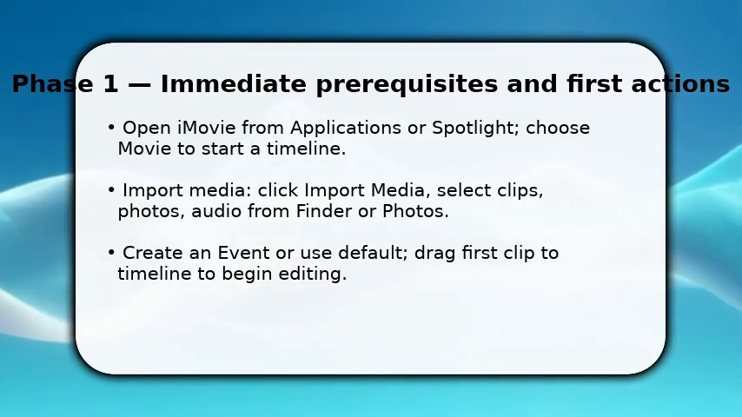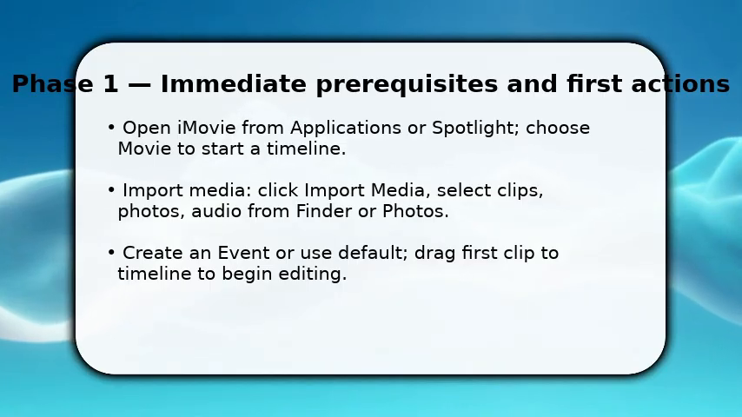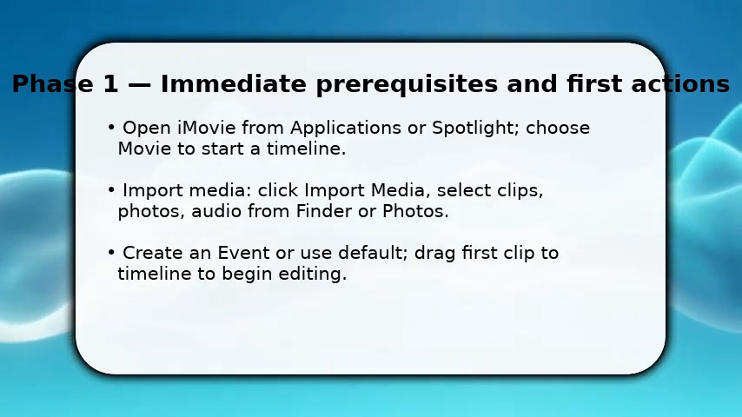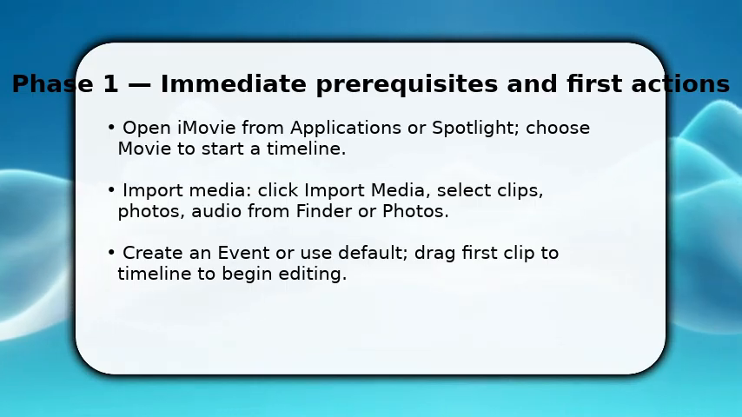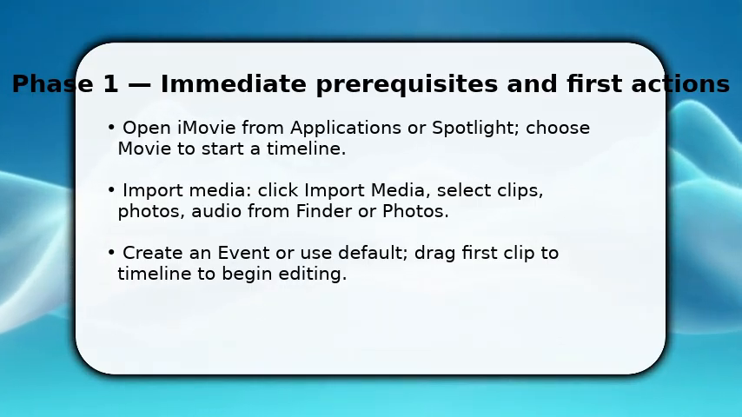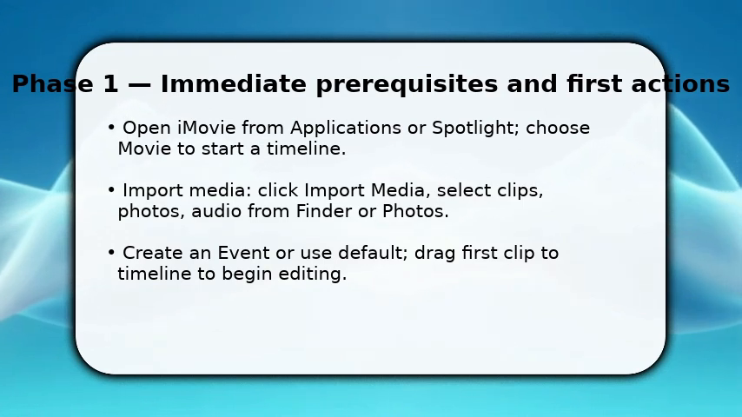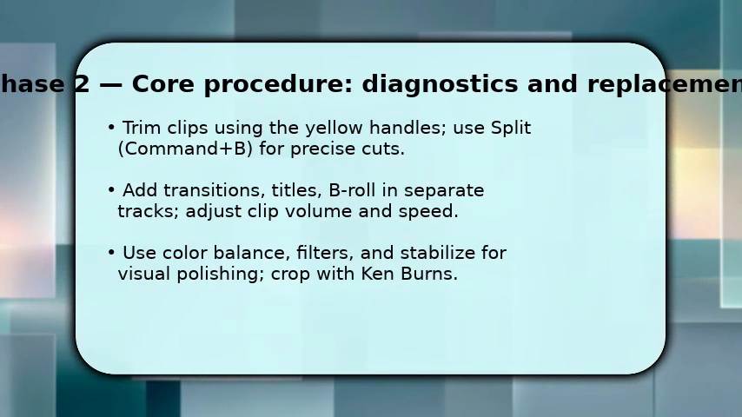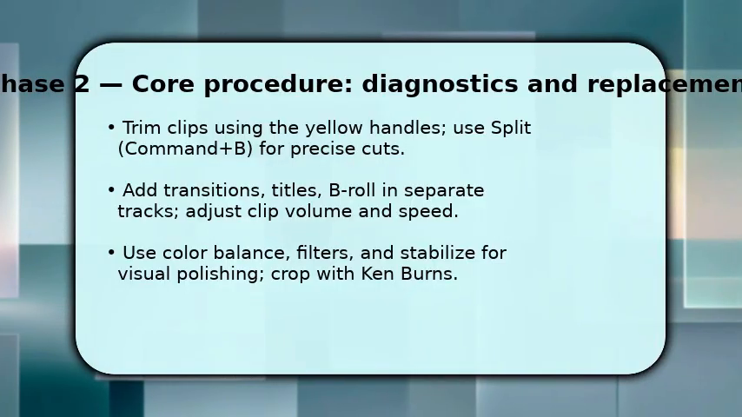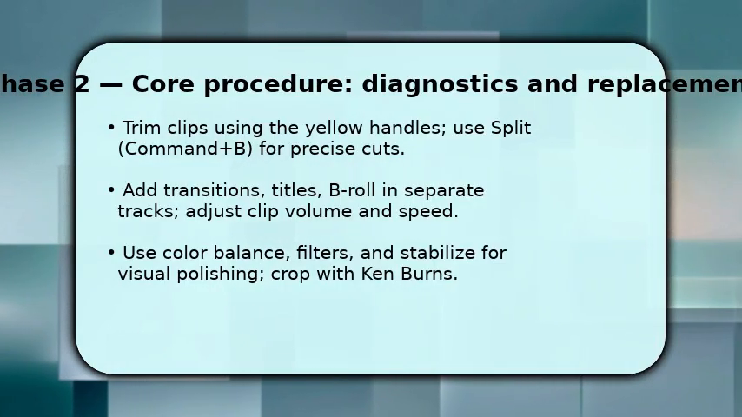You do this first to lock timing and pacing, and to let iMovie generate thumbnails and waveforms that speed trimming and transitions. Now refine the middle of your edit. Trim with yellow handles for rough timing, then use split Command+B for precise cuts. Add transitions and titles to guide viewers.